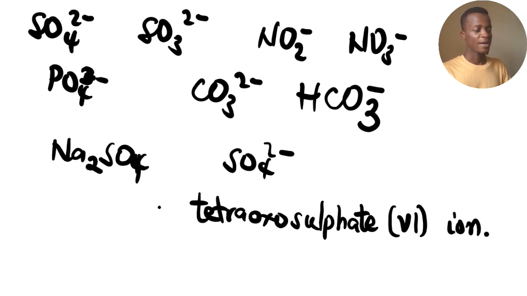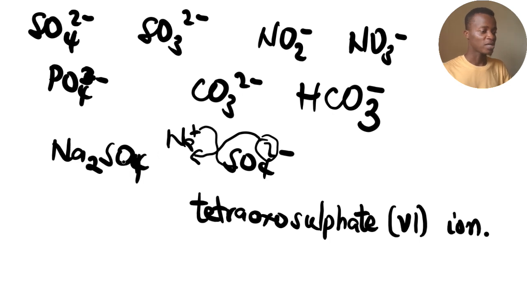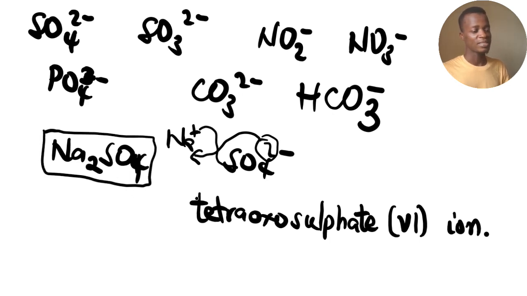But now it is in a compound. The compound is Na2SO4. So we know that this one has combined. Sodium is here, Na plus, and these two came to combine here, and then this one came to combine here because it's one. There's no bracket. That's why you have Na2SO4. This tetraoxosulfate 6 ion is now in a compound.